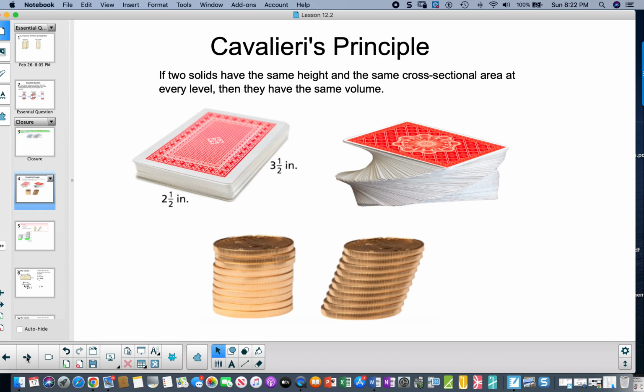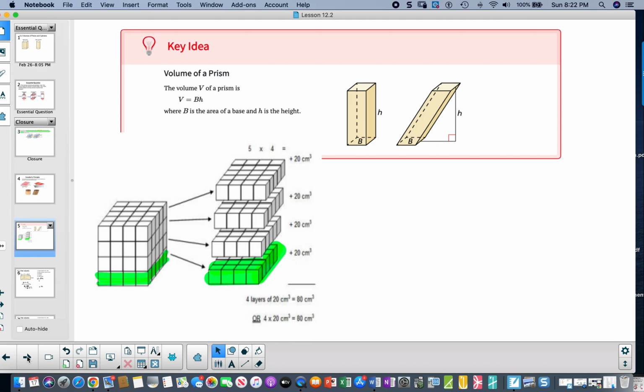Same with the coins. The coins standing straight up or tilting, as long as they have the same height and the same cross-section, have the same volume. Volume of a prism. The volume of a prism is equal to the area of the base times the height.